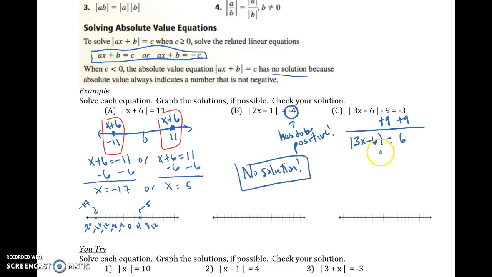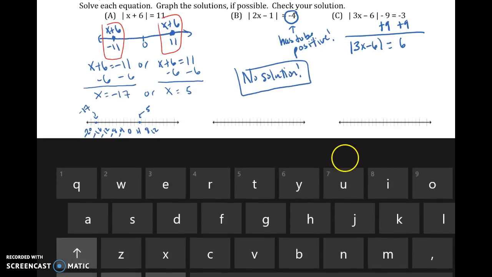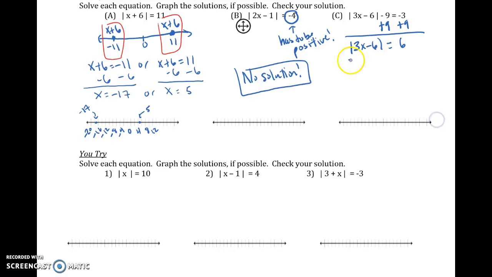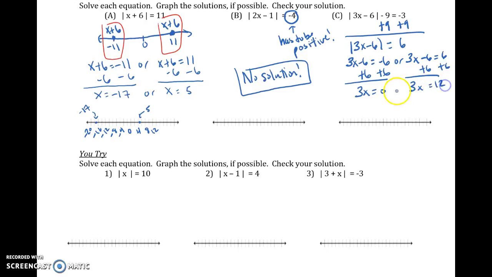So then I can go through and make my two equations and solve. And remember, once again, this means 3x minus 6 is 6 away from 0. So that means 3x minus 6 is either at positive 6 or negative 6. So remember that the sign inside the absolute value does not change. That's a big error a lot of people make. So make sure you don't change anything inside the absolute value. Okay, inverse operations, and you get 3x equals 0 or 3x equals 12.